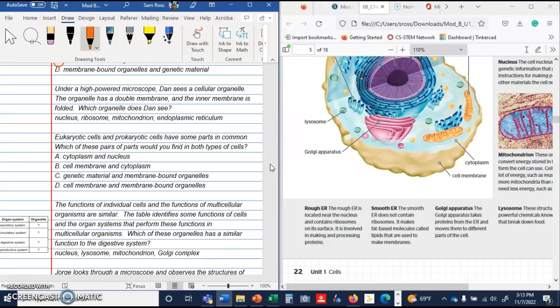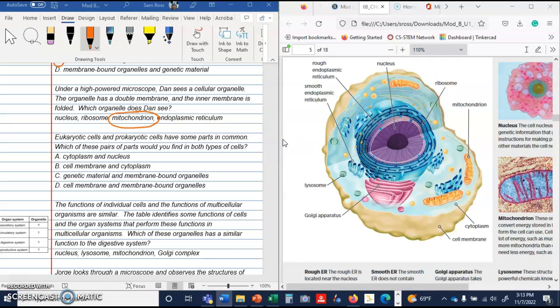He's going to see a mitochondrion. And I wonder if we have a picture of one over here of what it looks like. Oh, there it is, where it kind of folds back on itself.